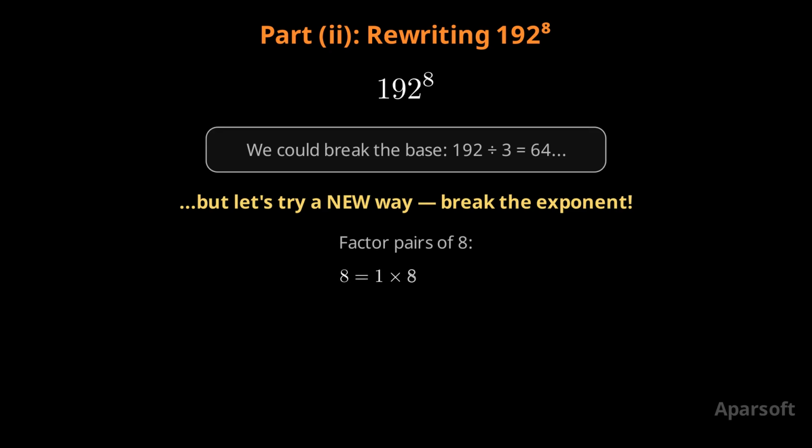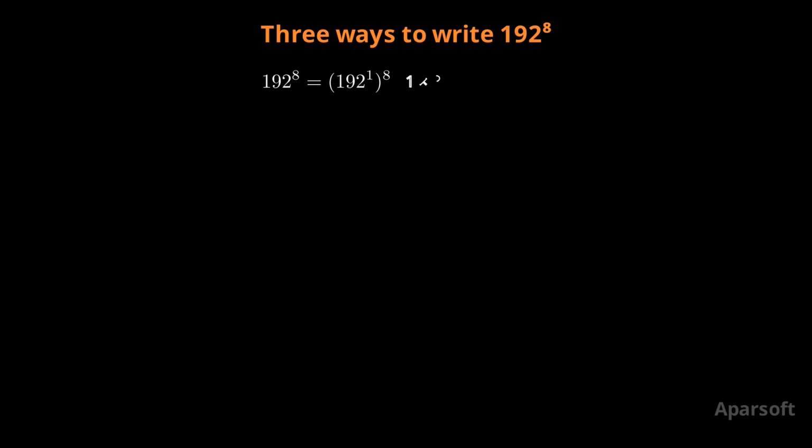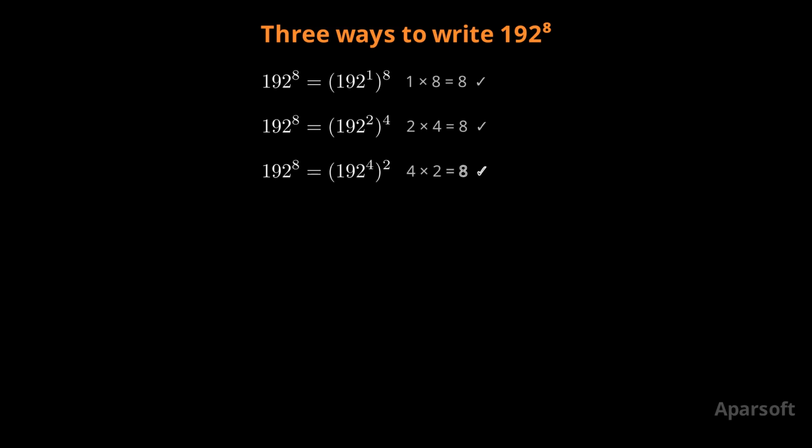8 equals 1 times 8. 8 equals 2 times 4. 8 equals 4 times 2. Each pair gives us a different way to write our power. Way 1. 1 times 8 equals 8. So 192 to the 8th equals 192 to the 1st, raised to the 8th. Way 2. 2 times 4 equals 8. So 192 to the 8th equals 192 squared, raised to the 4th. Way 3. 4 times 2 equals 8. So 192 to the 8th equals 192 to the 4th, squared. Each time, the exponents multiply back to 8.